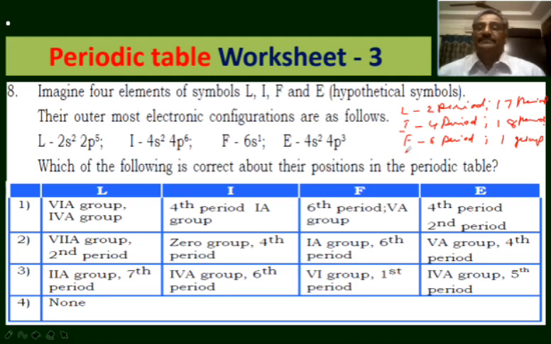Next, E. The valence shell is fourth shell. So this also belongs to fourth period. How many electrons are there in the valence shell? 2 plus 3. 5 electrons are there, and this is a p block element. In the case of p block element, the group number is 10 plus number of valence electrons, that is 10 plus 5, that is equal to 15th group.